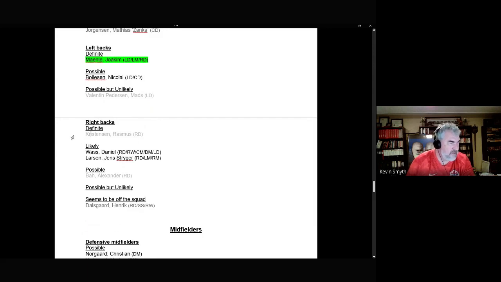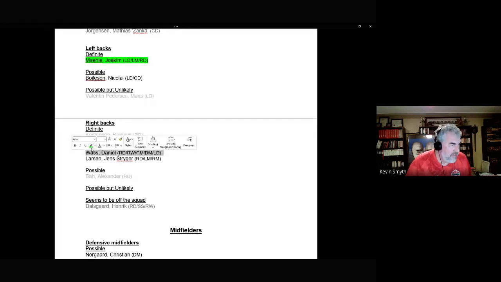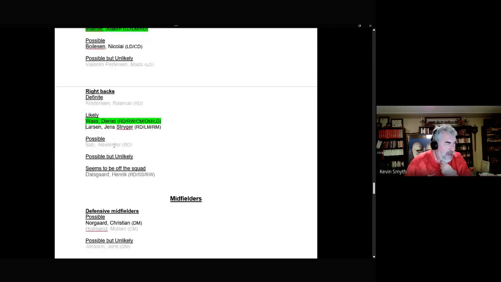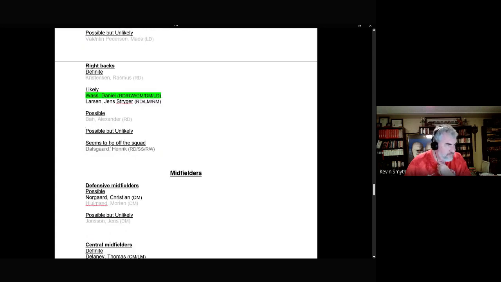So we have Rasmus Christensen as a definite candidate to make the squad, but I don't think he's necessarily a starter for the squad. So I'm going to nominate Daniel Wass as the starter there, and Jens Stryger Larsen, who's also a likely candidate. I think he'll play backup as a left back, rather than being a starter as a right back. But I don't think either he or Rasmus Christensen are starters.